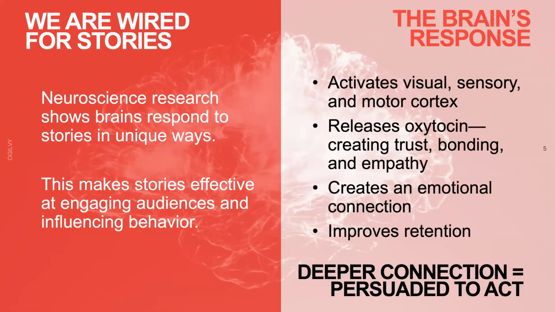And when we think about the brain's response, when we are listening to stories, multiple areas of our brain are firing and are activated. The visual cortex, sensory, motor cortex, and these are the areas of the brain responsible for processing sensory information, generating those emotions, and making decisions. So the brain is also releasing oxytocin when we hear stories, especially those that resonate really deeply with us. And that hormone is associated with trust and bonding and empathy. And these responses all together create a deeper connection between the storyteller and the audience. And this is what makes it possible to persuade and motivate people to take action.